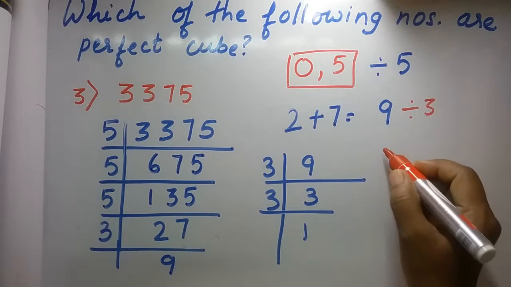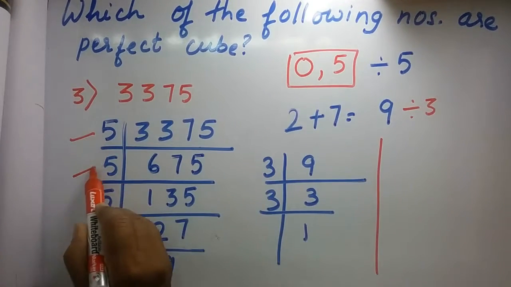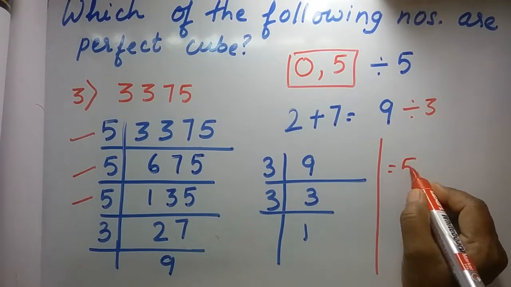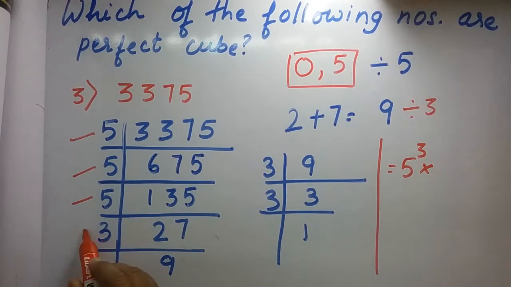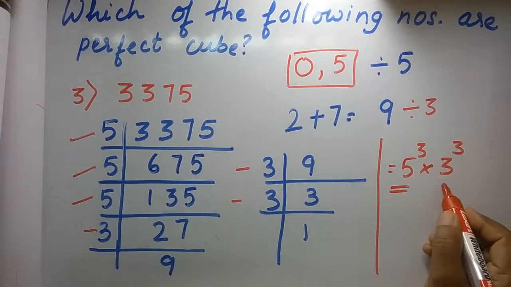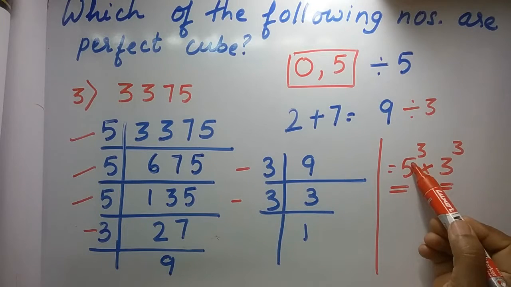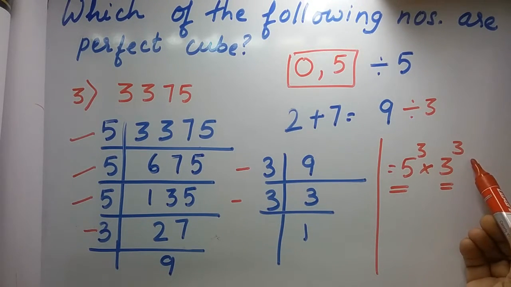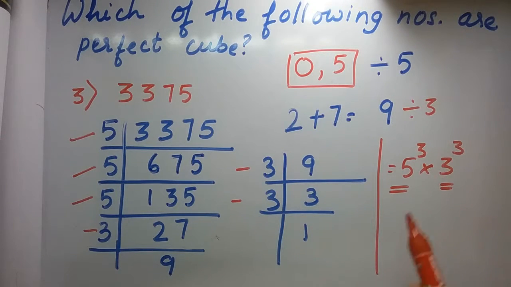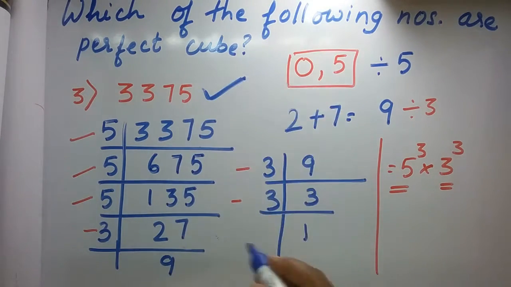Now, you have asked, is it a perfect cube or not? Just check. You have 3 5s. Write it down. You have 1, 2, 3 3s. That shows you have 3 5s and 3 3s. This number is a perfect cube because 5 is 3 times and 3 is also 3 times. So it is a perfect cube. If it is 2 or 1 time, it won't be a perfect cube. So the next answer, that is 3375, is a perfect cube.